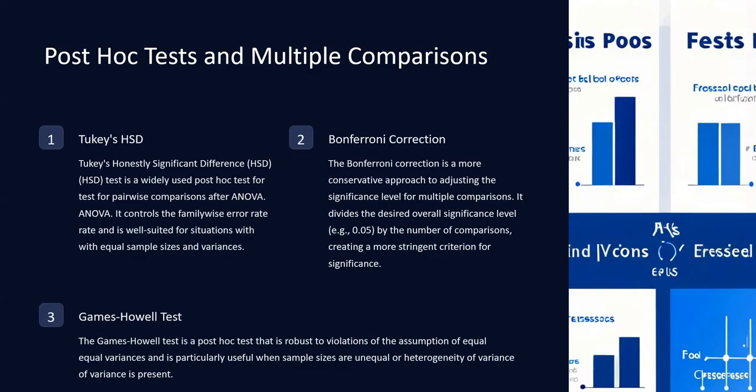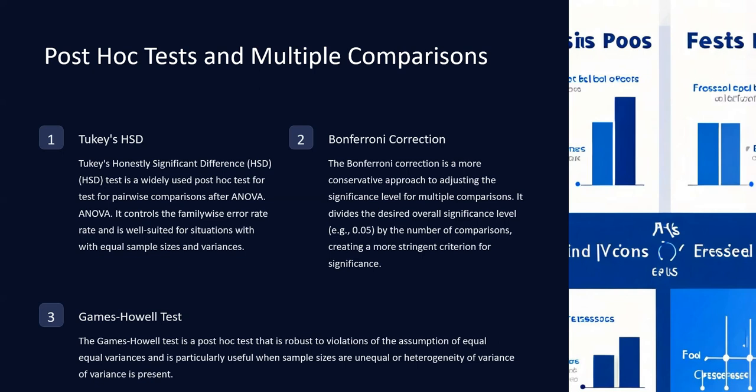And the post hoc test and multiple comparison: Tukey's HSD, meaning honestly significant difference. It is a post hoc test for pairwise comparison after the ANOVA. Based on that you can say whether there is any significant difference. The Bonferroni correction is a more conservative, more traditional approach to adjust the significance level for multiple comparisons.